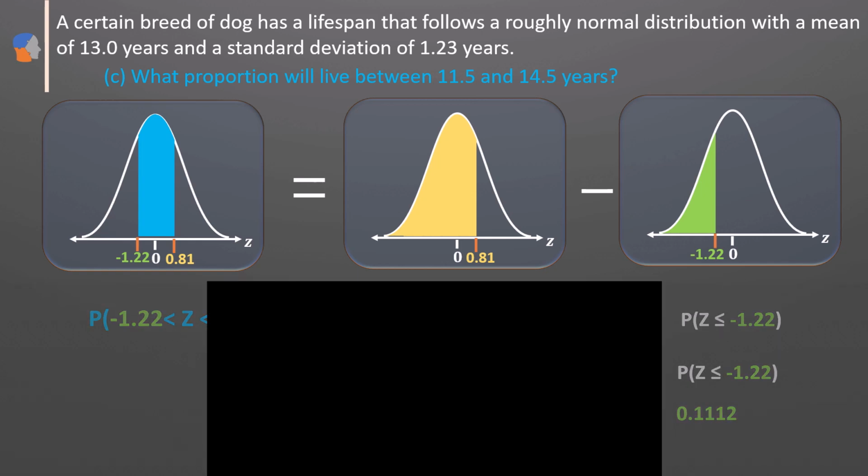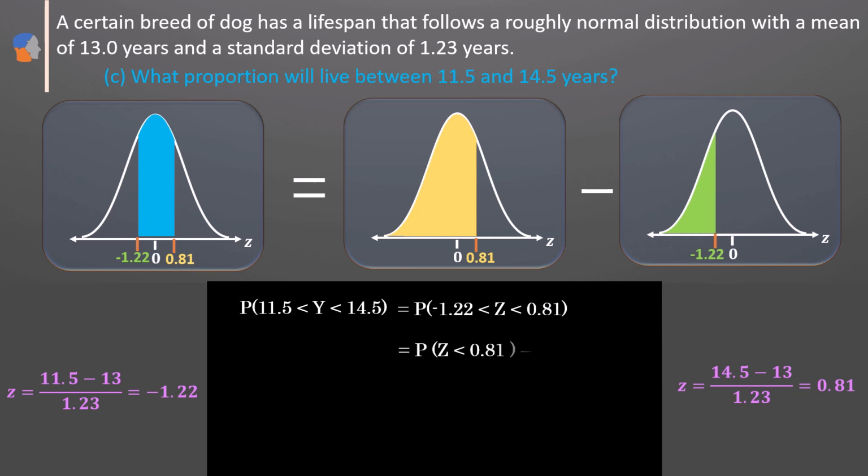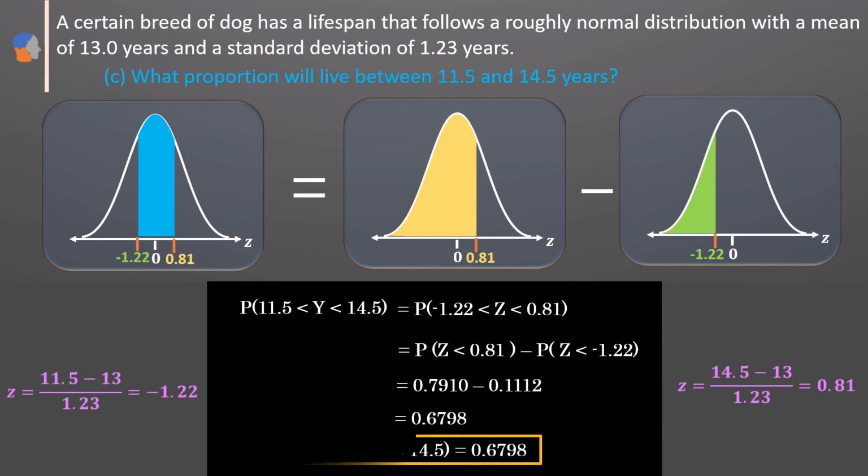Without graphs, I can show you. First, write the probability between two numbers. Then we need to find the z value for the two numbers. Then write that down in z. Then write down the probability of z less than the large number minus the probability of z less than the small number. Then go to the table and find the probabilities, subtract, and the answer is 0.6798.